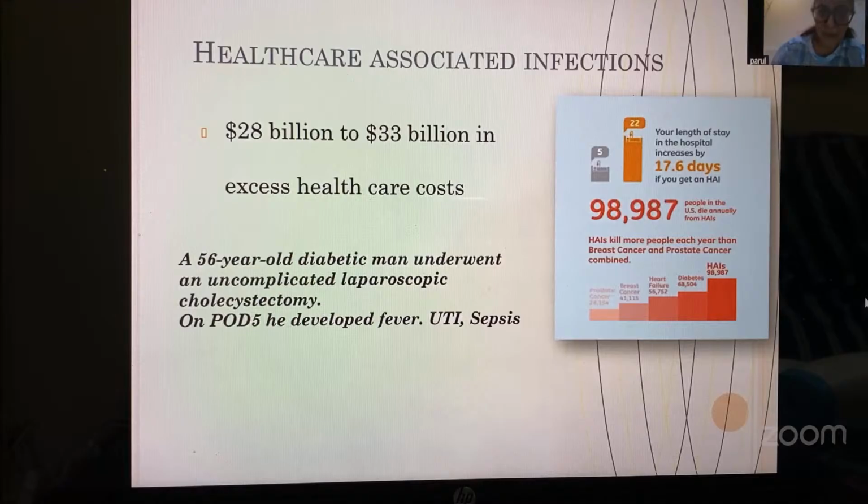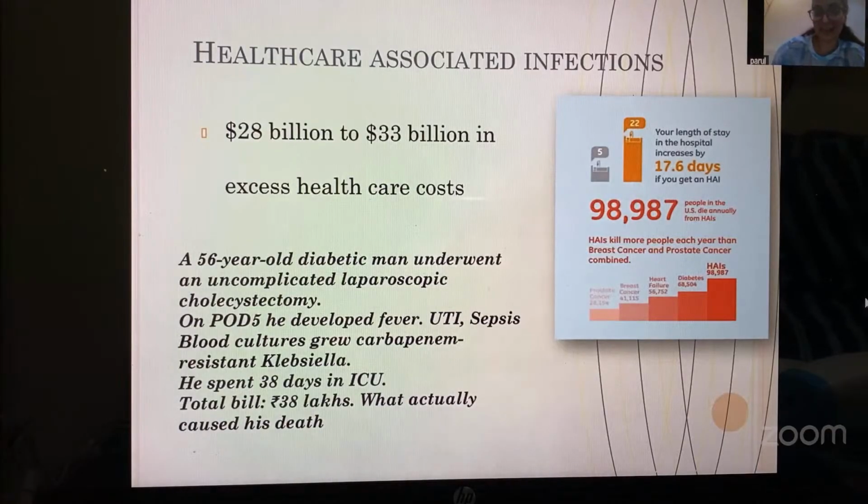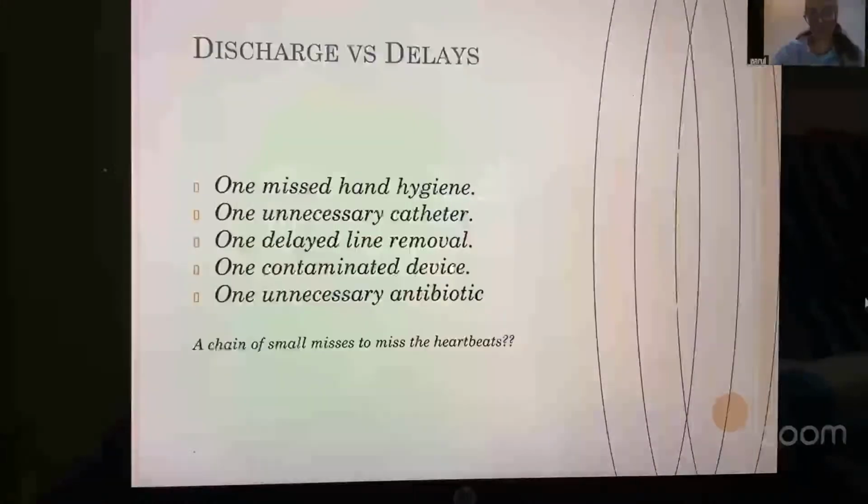A 56-year-old man who underwent an uncomplicated laparoscopic cholecystectomy. On day 5, he developed fever, it was UTI, sepsis, he grew carbapenem-resistant Klebsiella, he spent 38 days in ICU, and his total bill was over 38 lakhs, but the complications that went on took the course downhill, and what actually caused death was not the initial thing, but these healthcare associated infections.